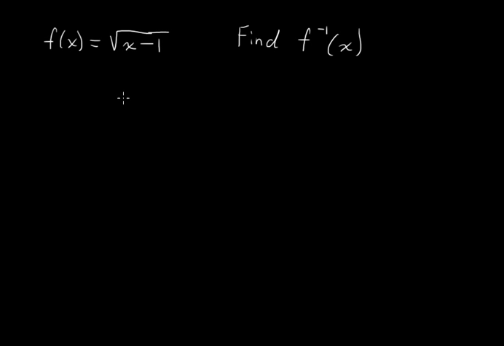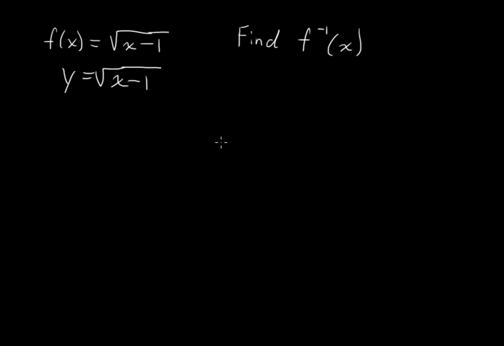In this video, we'll be finding the inverse of the function f of x equals the square root of x minus 1. So the inverse, f to the negative 1 of x, that's how it's written, but that means the inverse of this. And the process goes like this. This function can be written y equals the square root of x minus 1.